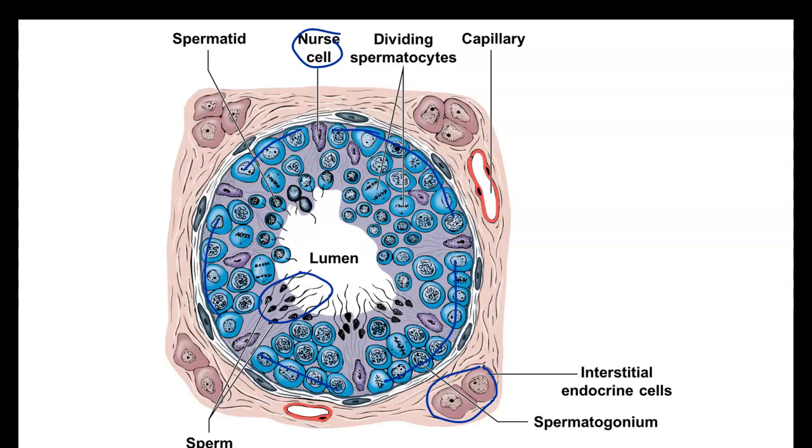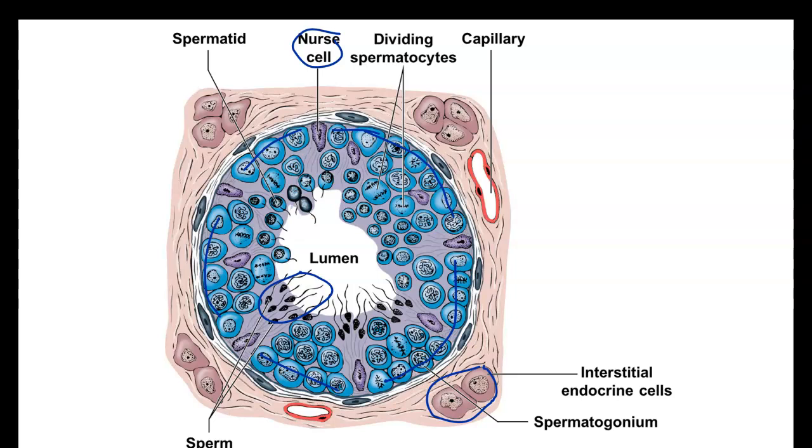And then, of course, it can produce some hormones. So these Sertoli cells can secrete various hormones, including androgen binding proteins, which are going to be ABP, or inhibin B. And this is going to help to regulate spermatogenesis and other testicular functions.